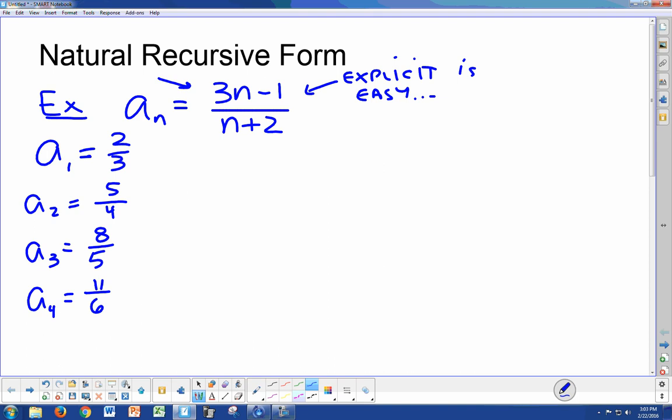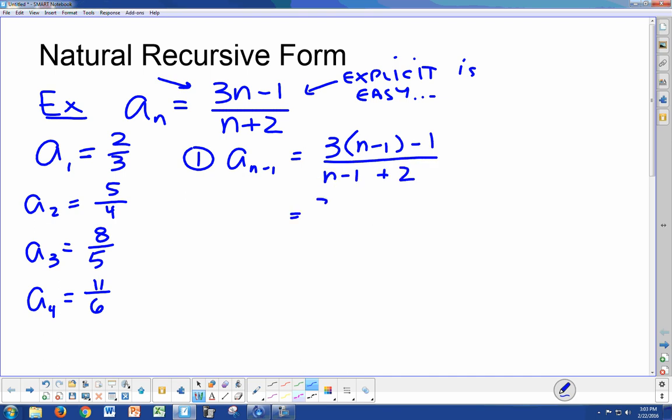So the first thing I'm going to do in step 1 is find a sub n minus 1. And that's going to be 3 times n minus 1 all over n minus 1 plus 2, or 3n minus 4 over n plus 1. The second thing I'm going to do now is find the inverse of this little function that I've created. So it's going to look like this: a sub n minus 1 inverse.